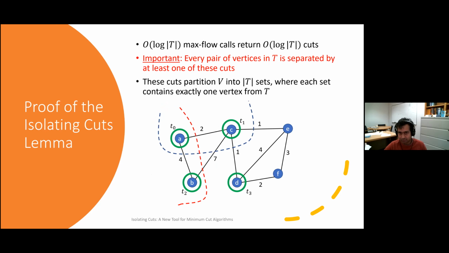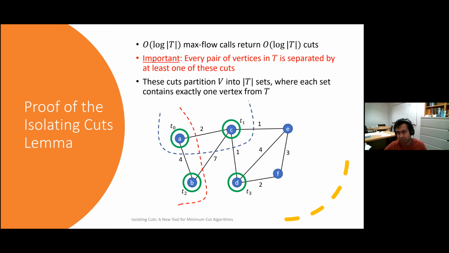Okay, so now what we do is we take all these log t minimum cuts. Each of these max flow calls will return an st min cut for me. I take all these log t cuts and I simply remove all these edges from my graph. Just take all the edges out. Now the claim is that every pair of vertices in T is separated by at least one of these cuts, because no pair of vertices had the same bit encoding.